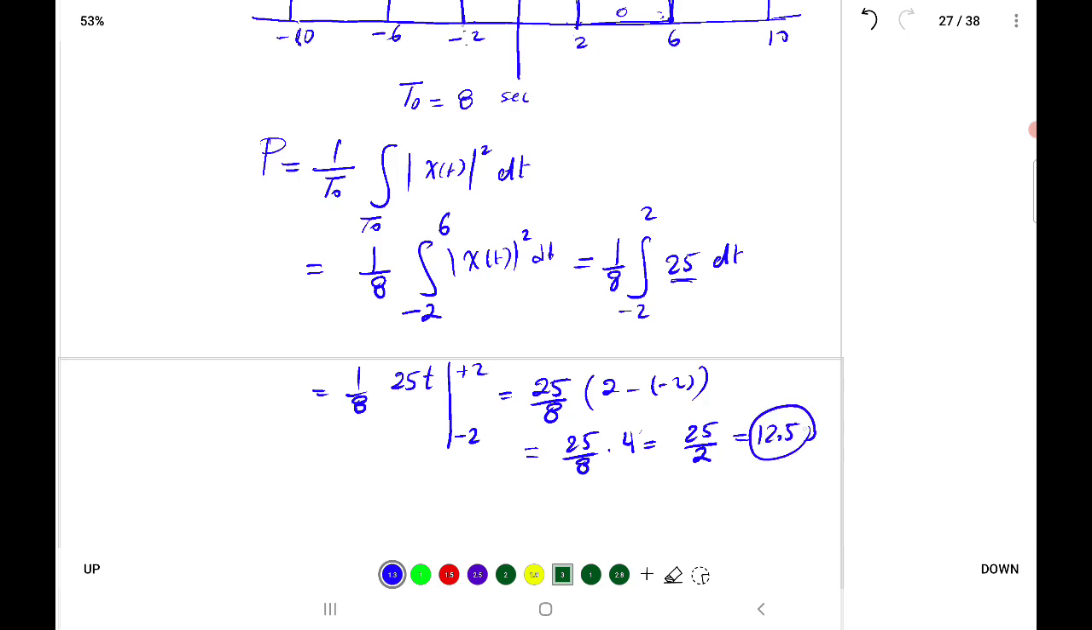So you ask the question, does the power have a finite value or not? Yes, of course, it has a finite value. So it is a power signal. That's a power signal.